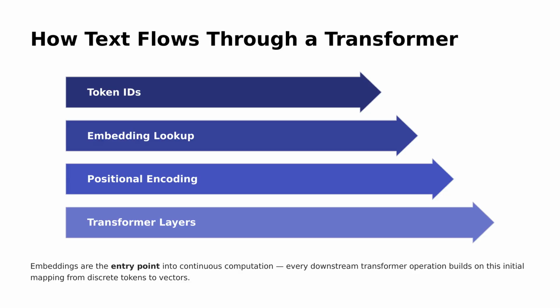This slide shows how text moves through a transformer. We begin with token IDs, which are discrete symbols from the tokenizer. Those IDs are converted through an embedding lookup into dense vector representations. Then positional encoding is added, so the model knows the order of the tokens. From there, the embeddings enter the transformer layers, where every later computation builds on this first mapping from tokens into continuous space.